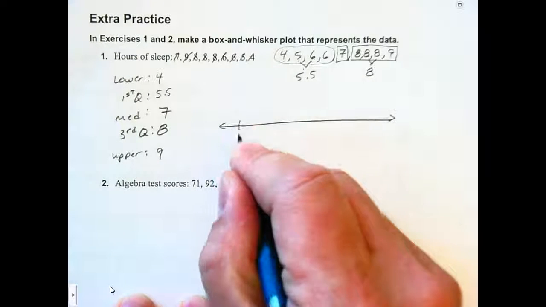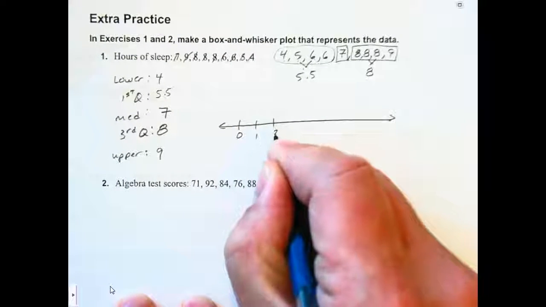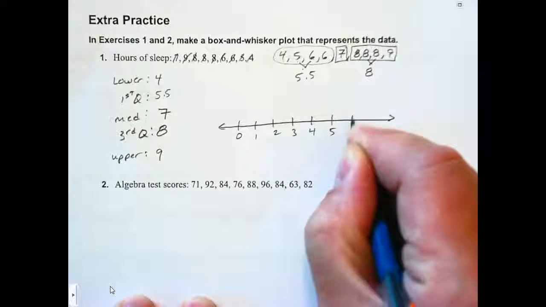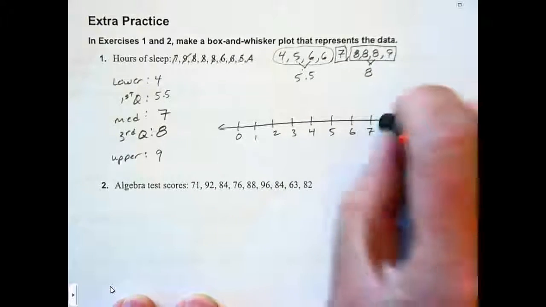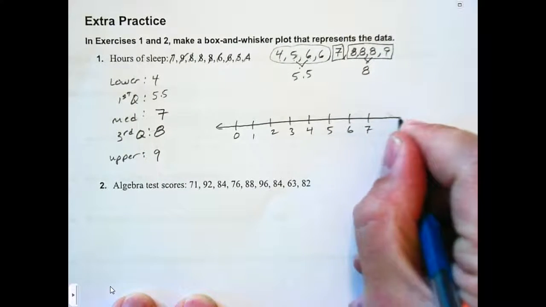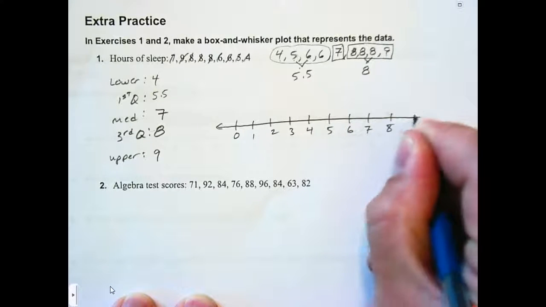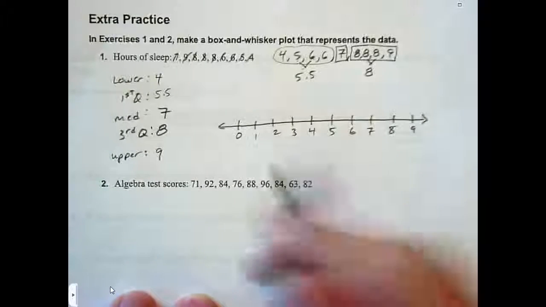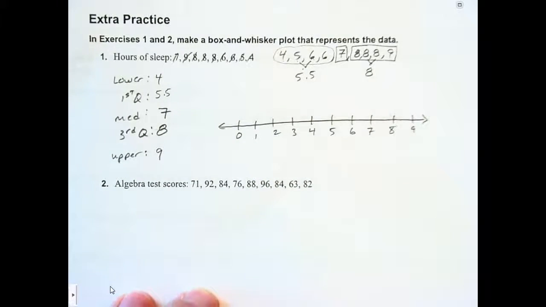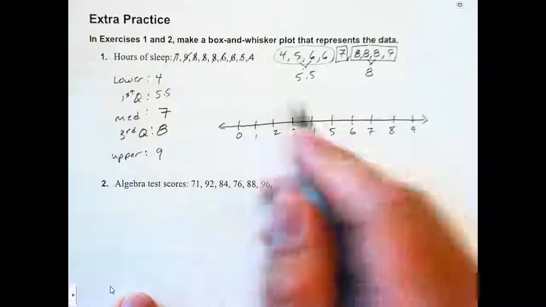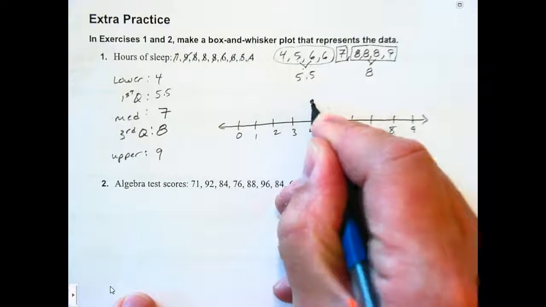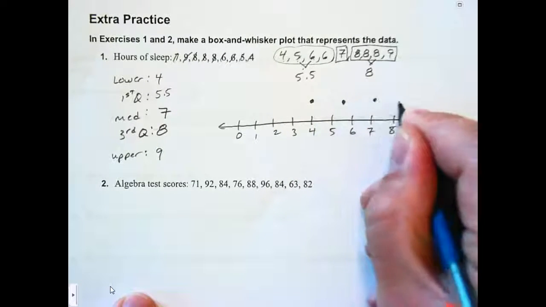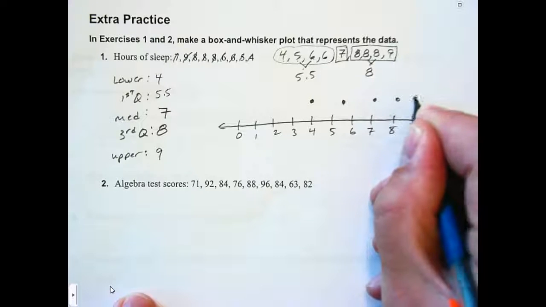So now it's as simple as 0, 1, 2, 3. I'm going to go all the way up to 9. Once we get our number line there, try to keep everything equally spaced. Then I'm going to put a dot above each of those points. So we got our 4, we've got our 5.5, we've got our 7, we've got our 8, and we've got our 9. 5 dots.